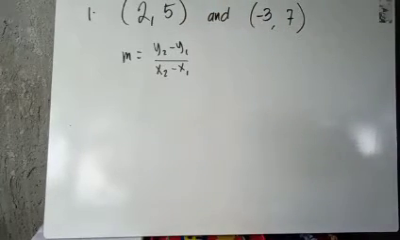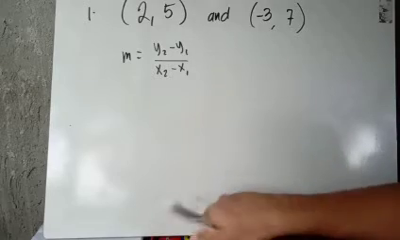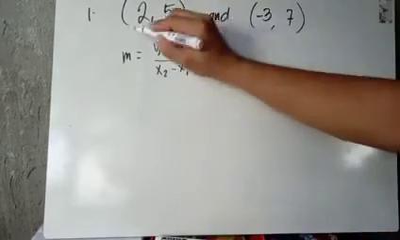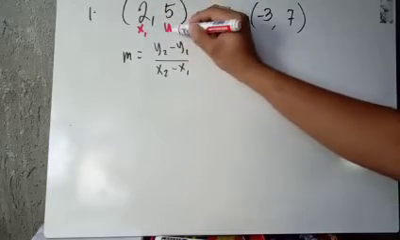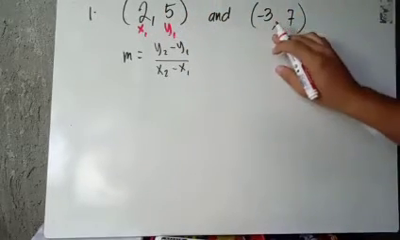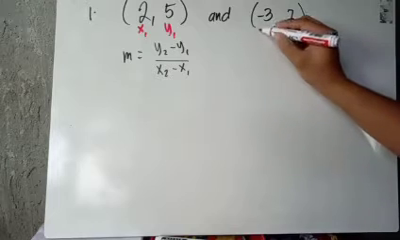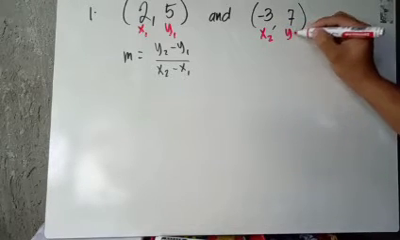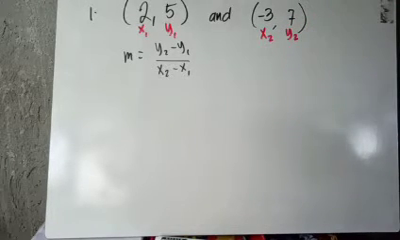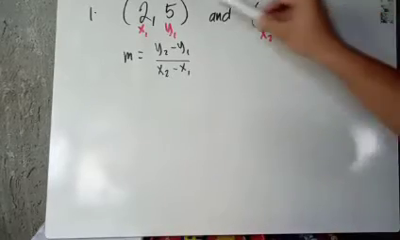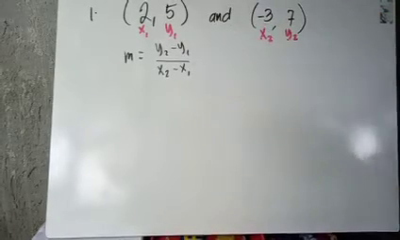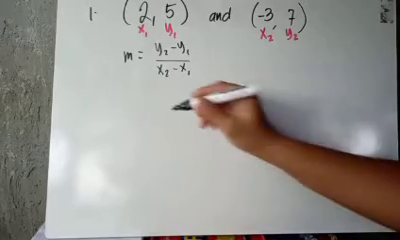Ito yung first coordinates natin. (2, 5) is the first coordinate. So, ito yung x sub 1 natin, tapos ito yung y sub 1. Tapos, ito yung second coordinates natin: x sub 2 at saka y sub 2. Doon natin malalaman yung values ng apat na variables. Okay. So, isa-substitute natin itong apat dito sa formula.